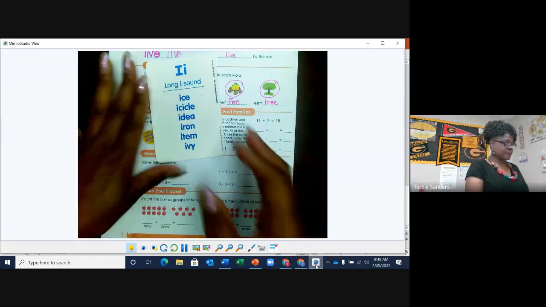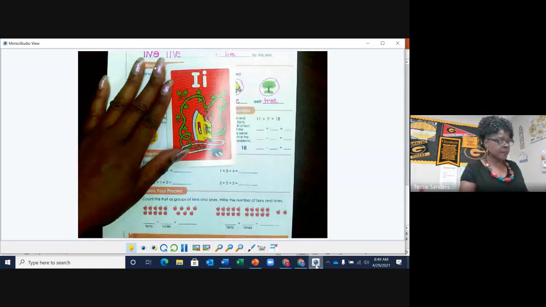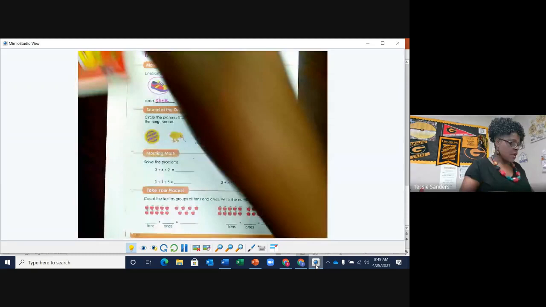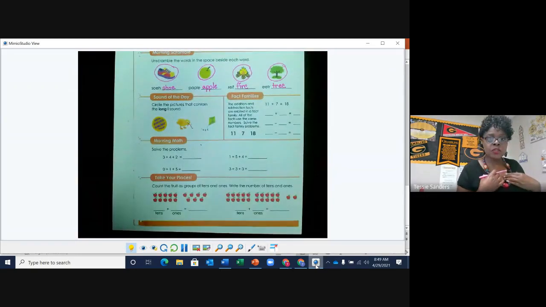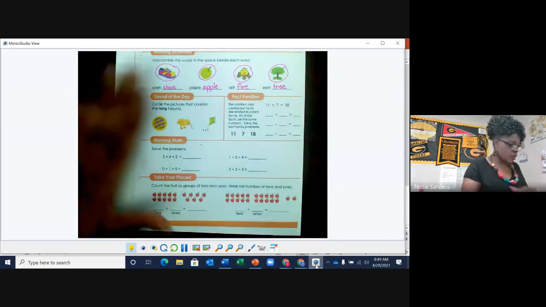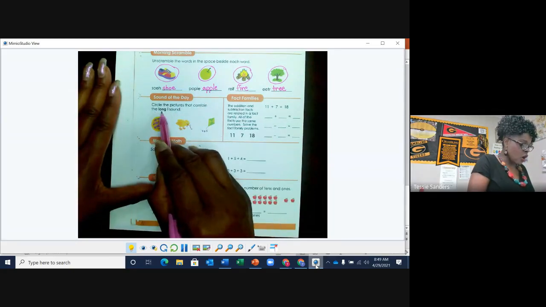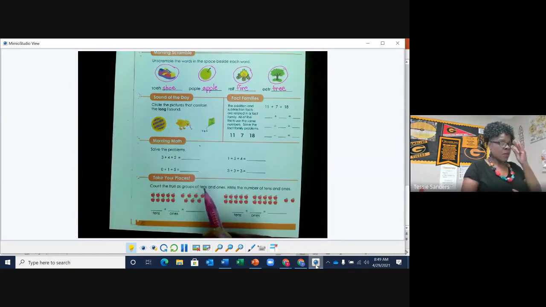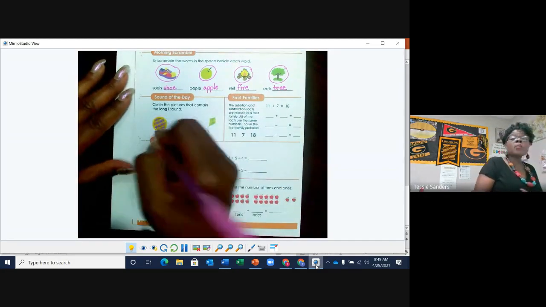Nice job. Make the long I sound. I. Good job. Excellent. Now, let's take a look. Read the directions with Professor Madlock. Let me hear you read. Circle the pictures that contain the long I sound. This is a what? Spell pie.